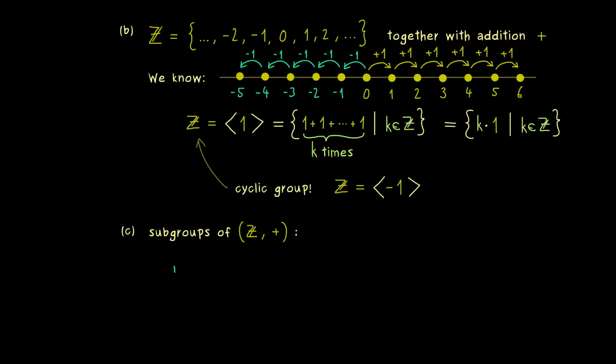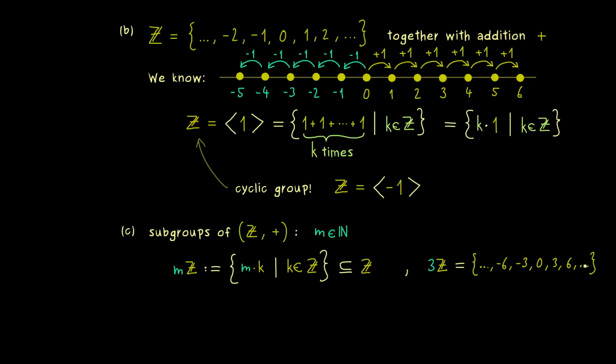These ones we already know, and they can be written as m times Z for any natural number m. So you see we have exactly the same notation as before. We use the multiplication as a shortcut to write a lot of additions. So for example, we can consider m equal to 3. Then we get the subset where we only have multiples of 3. And there we already know this forms a group with respect to the addition again.